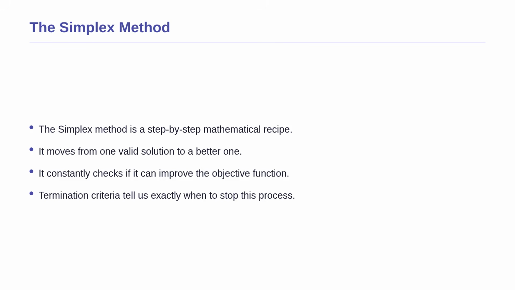Why does this matter? Because without a rule to stop, an algorithm might just run forever. The simplex method is essentially a step-by-step mathematical recipe for solving a problem. It moves from one valid solution to a better one, constantly checking if it can improve our main goal, which we call the objective function. The termination criteria are the specific mathematical conditions that signal we have found the absolute best possible answer, meaning no mathematical path left can improve our current situation.